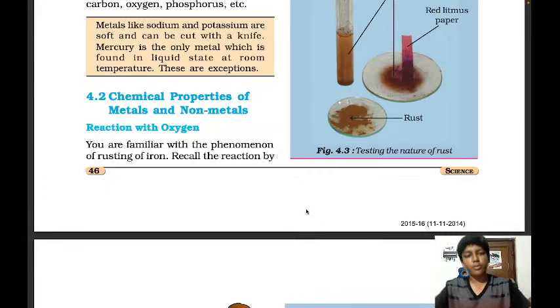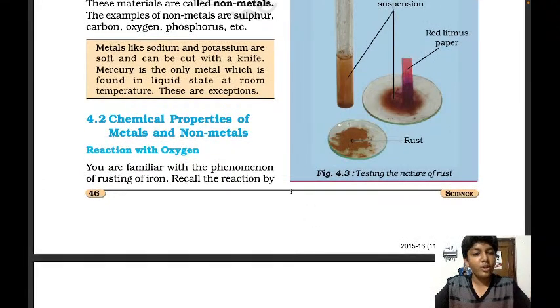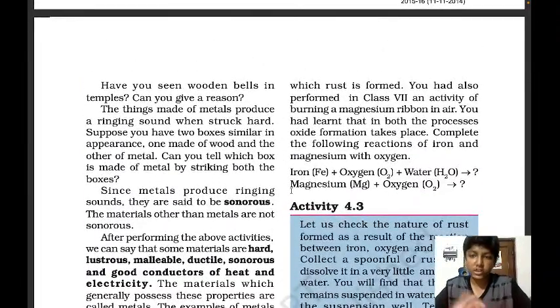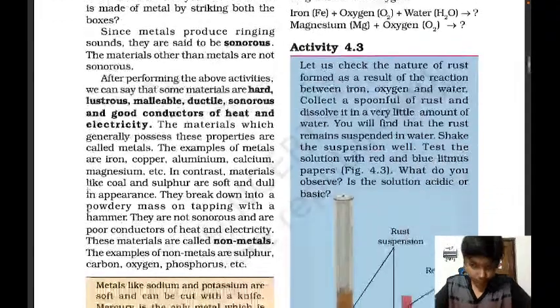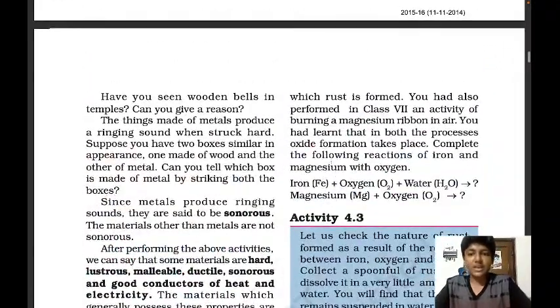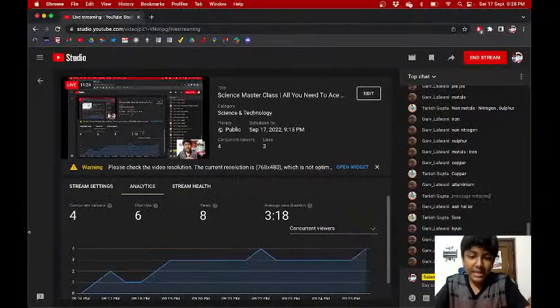Now let's see the chemical properties. You are familiar with the phenomenon of rusting of iron. Recall the reaction by which rust is formed. You had also performed in class 7 an activity of burning a magnesium ribbon in air. You had learned that in both the processes oxide formation takes place. Complete the following reactions of iron and magnesium with oxygen. Fe plus O2 plus H2O gives rust, and magnesium plus oxygen. It is saying over here that we need to complete the reactions. Can anybody do this?